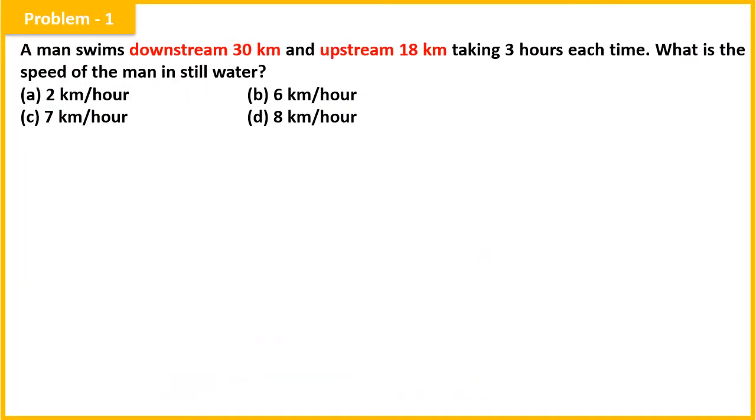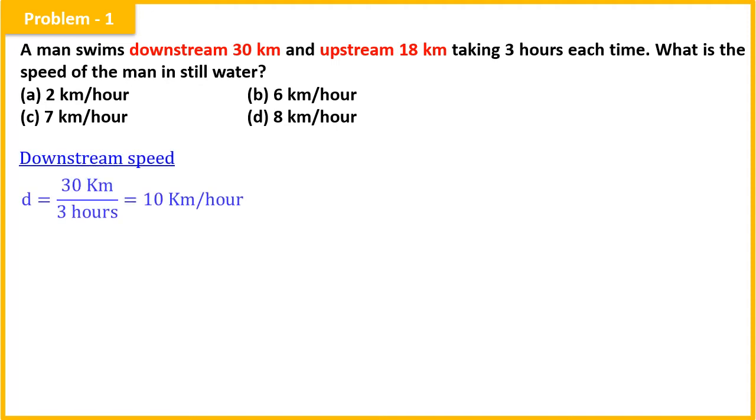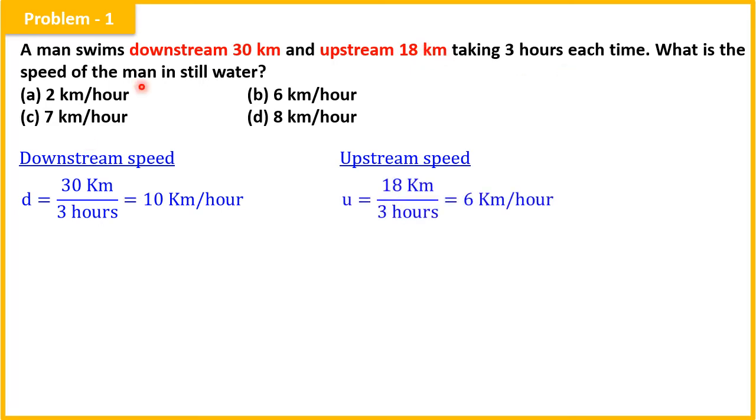Problem 1. A man swims downstream 30 km and upstream 18 km, taking 3 hours each time. What is the speed of man in still water? सबसे पहले हम डाउनस्ट्रीम और अपस्ट्रीम की स्पीड पता लगाएंगे. So downstream speed is equal to 30 km he is traveling in 3 hours. So 30 divided by 3, that is 10 km per hour. उसी तरह से what will be the upstream speed? He is traveling 18 km upstream in the same 3 hours. So upstream speed हो जाती है 18 divided by 3, that is 6 km per hour.